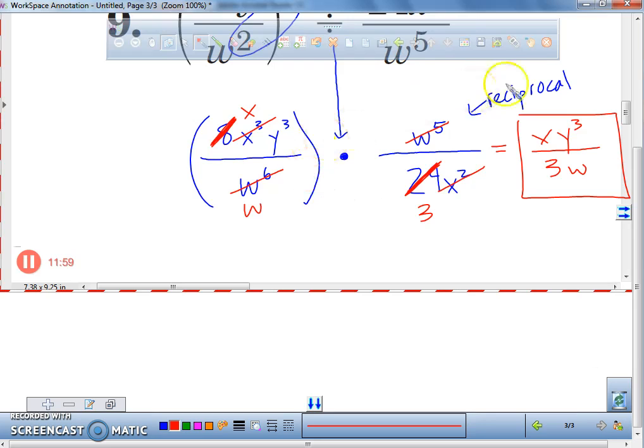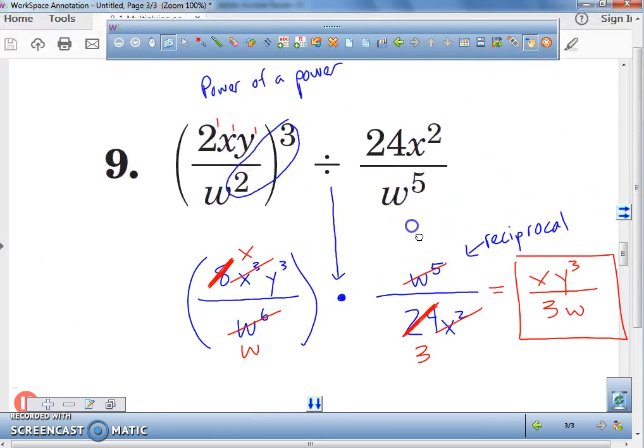So when you guys work on dividing fractions, remember, you take this fraction and you multiply it by the reciprocal of the next one, and then simplify it.